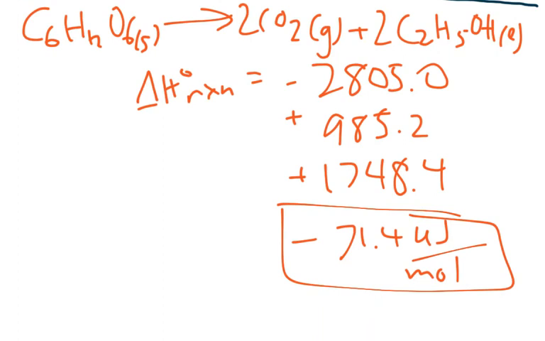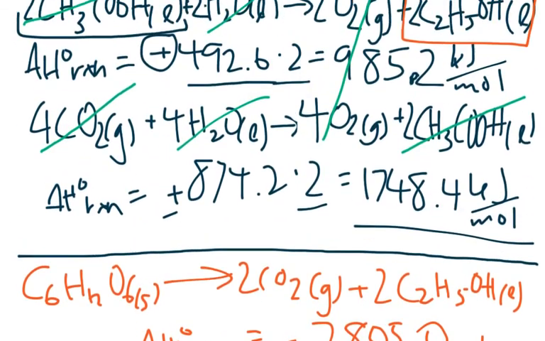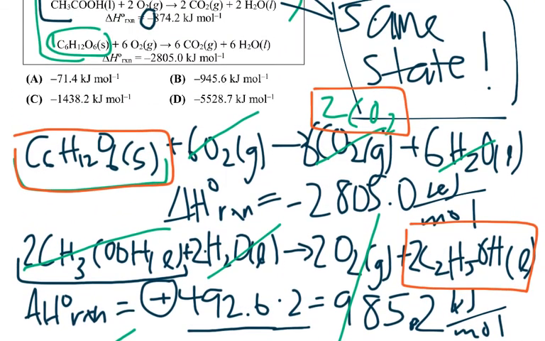So upon adding up the 3 delta H's, I end up getting negative 71.4 kilojoules per mole of reaction, and that means that the answer is A. And notice that the mole to the -1 is the same thing as dividing by moles.